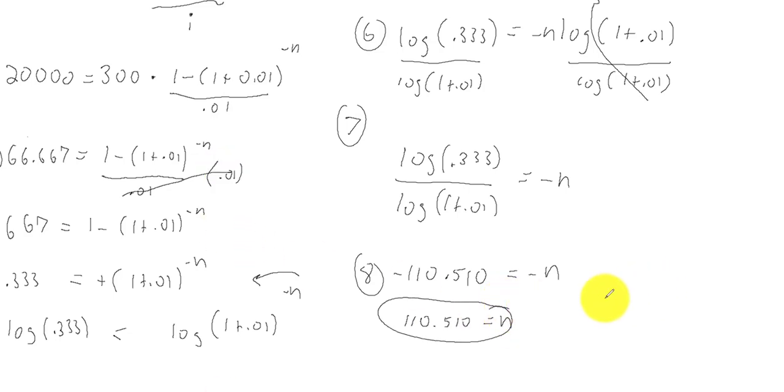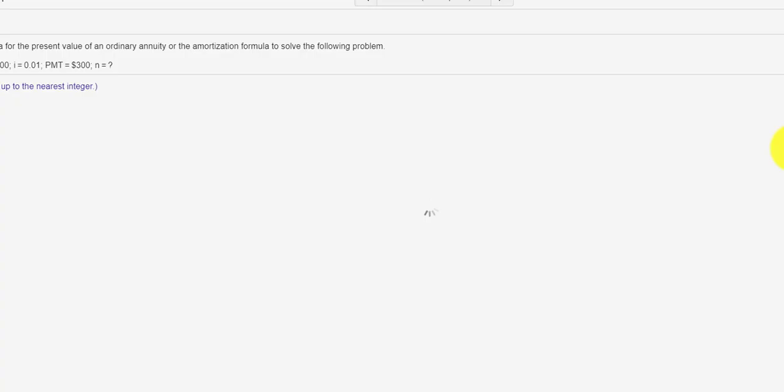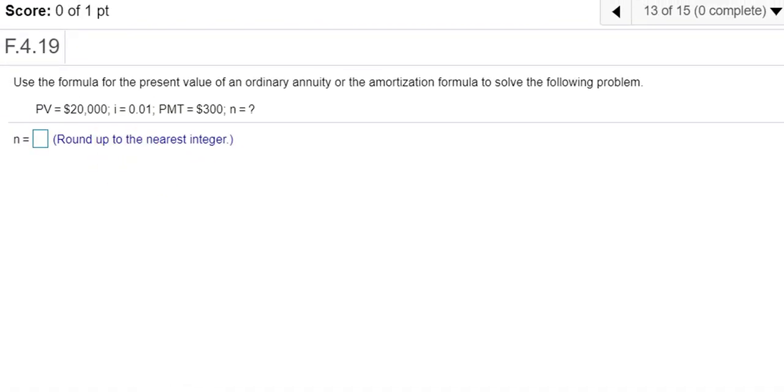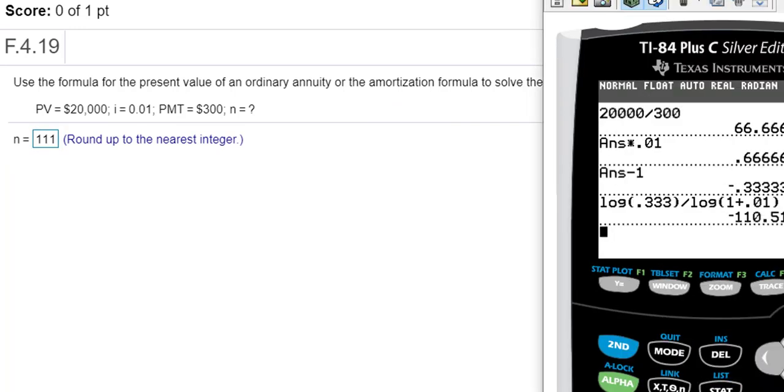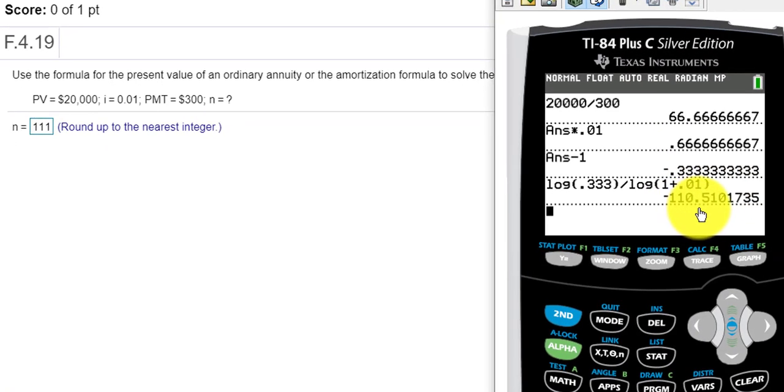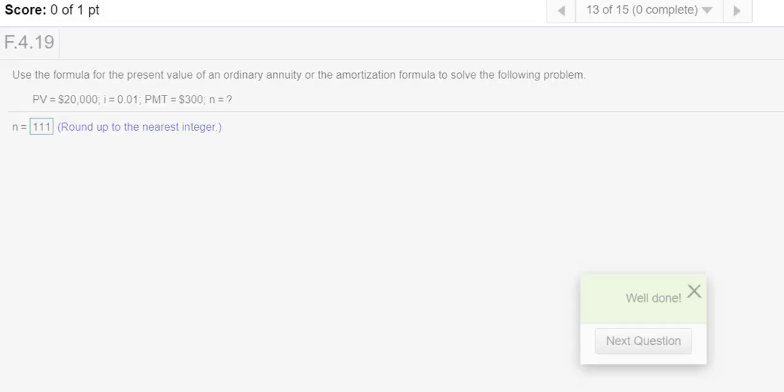Right? So now let's see what they were looking for in terms of rounding. All right, so if I minimize this, round to the nearest integer. So that would be 111. Right? So N equals 111. Because if you remember, we got 110.51, so the nearest integer would be 111. Check answer, and we get the well done. Next question.